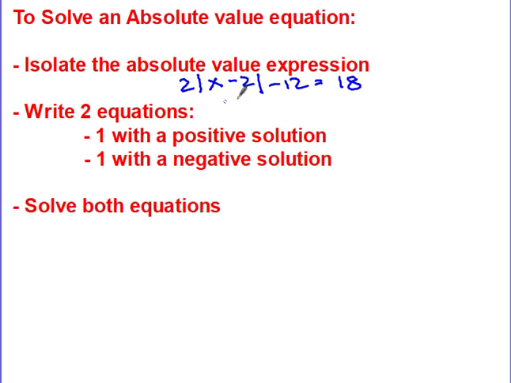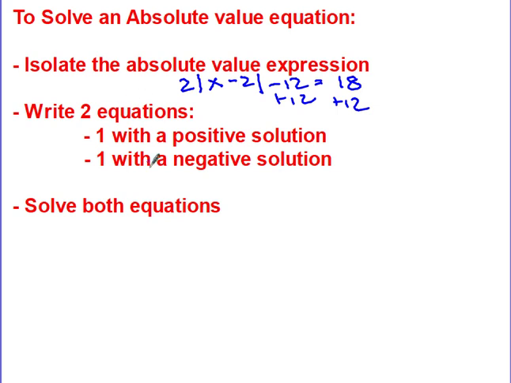When I say isolate the absolute value expression, I mean what's in between the absolute value symbols. We want to get that by itself first. So for this particular equation, I need to get rid of the 12, and then I also need to get rid of the times 2 by dividing by 2 on both sides. That's always the first step: get nothing but what's in the absolute value expression by itself.